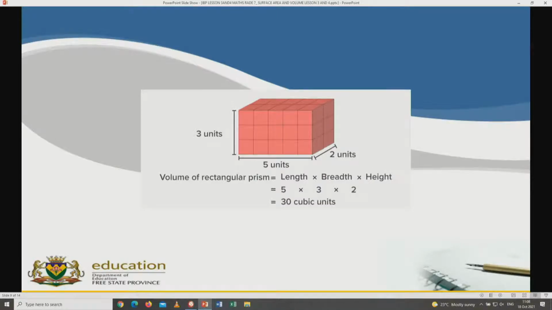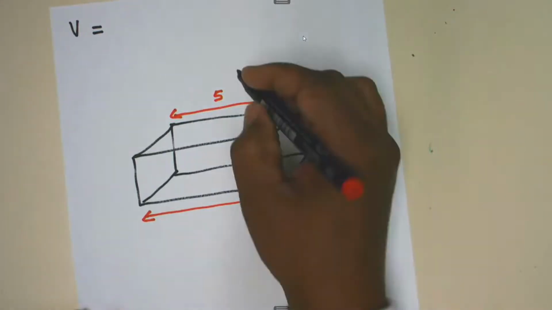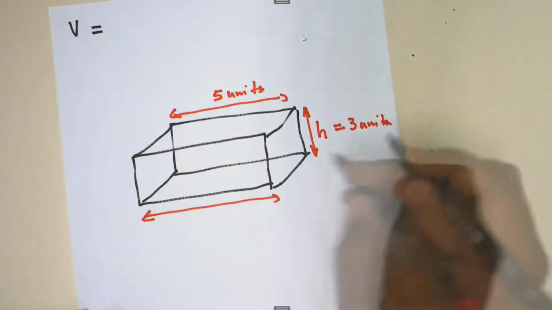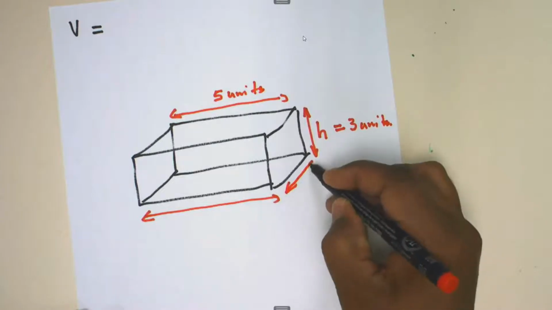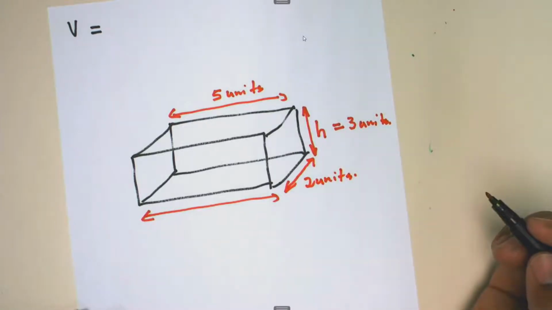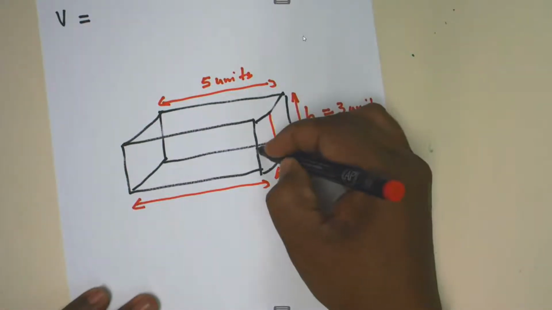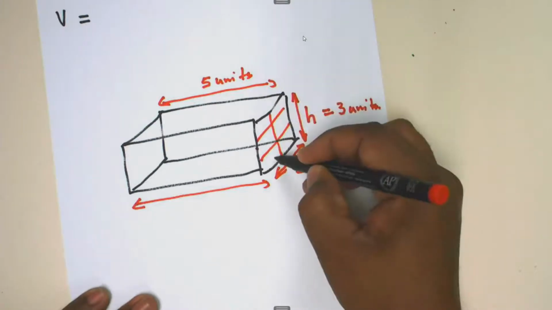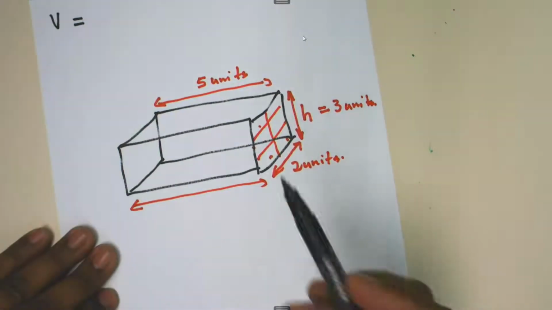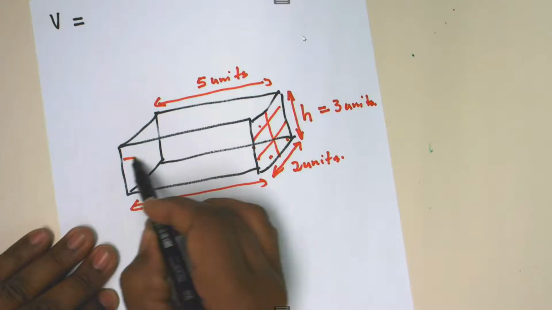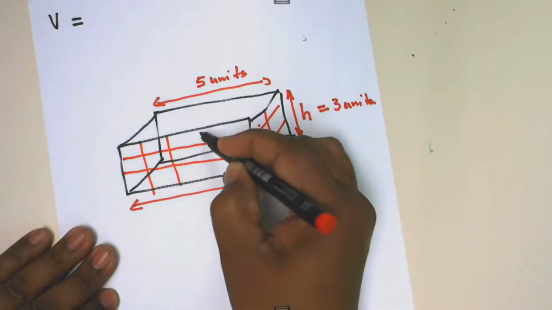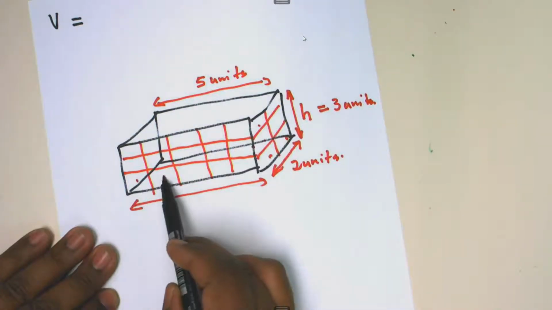It was given as 5, and therefore we have 5 units there. We have 3 units the side, and the breadth is given as 2 units. The breadth is only 2 units, and then the height is 1, 2, 3, and the breadth is 1, 2, and the length was 5. It will be 1, 2, 3, 4, 5.